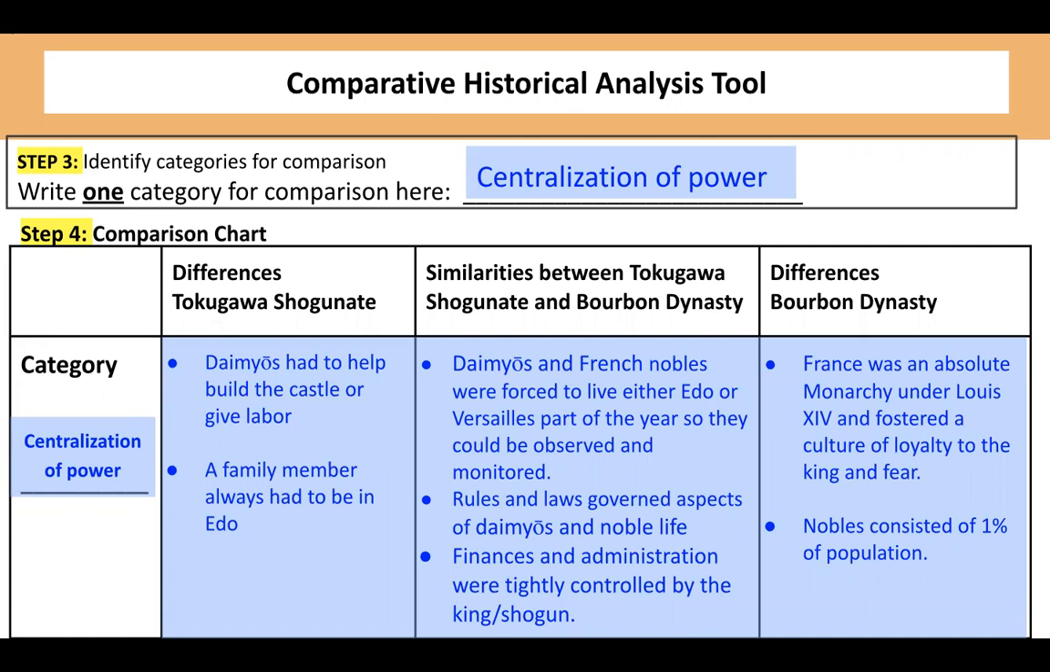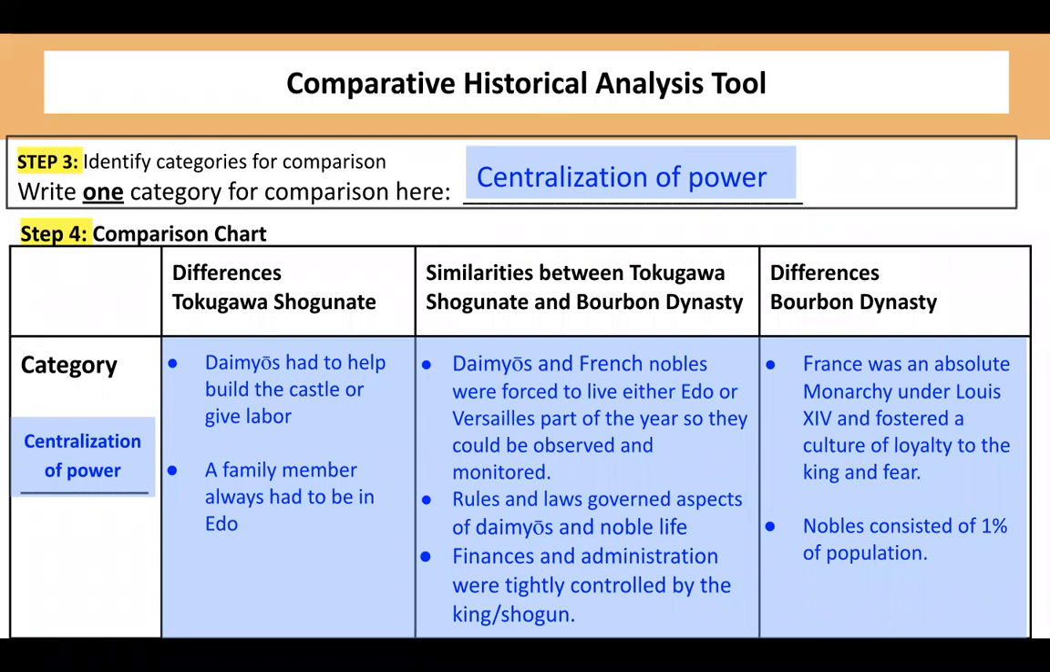And then we tried to compare them. When we were comparing, we looked at not only how similar they were, but we also looked at the differences between the two empires and how they centralized power. Because when we're comparing, we're not only looking for how things are the same, we also look for how things might be different in doing almost the same thing.